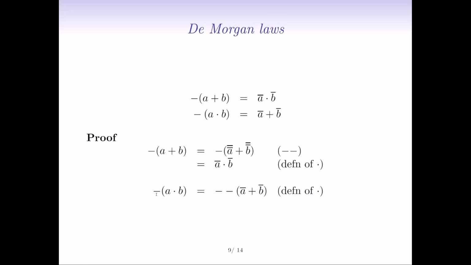Next, for the other one, let's take minus (a dot b), and that's equal to minus minus (minus a plus minus b). That's just by putting in this term here for a dot b, by the definition of dot. And then by removing the double negation, we get that it's equal to minus a plus minus b. And we're done. Easy.